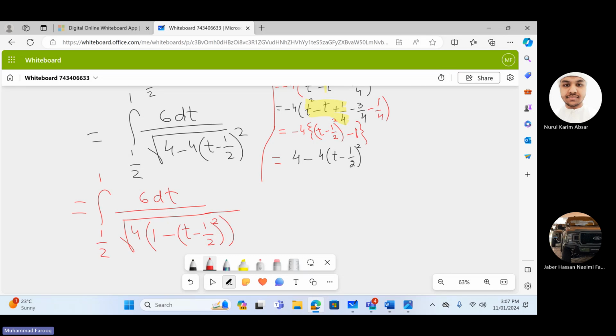2. Okay. So you have 1/2 outside, integrating from 1/2 to 1 of 6 dt, divided by the square root of 1 minus (t - 1/2) squared. Take 6 outside. Okay, yes, fine. This 6 also you can take outside. It's fine, 6/2. No problem, please. Good.